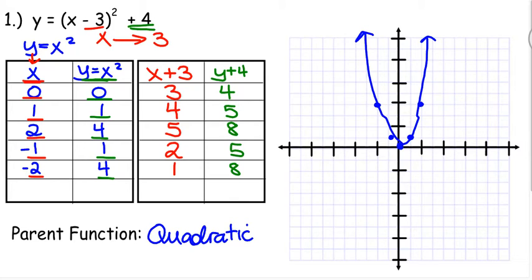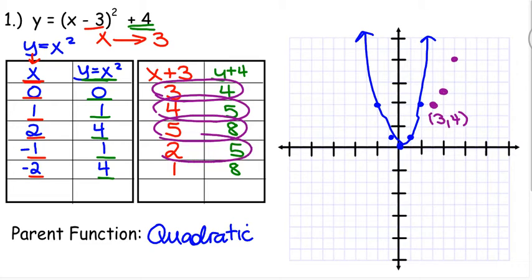Now we should go ahead and see our new function when we graph these ordered pairs with the transformation of right 3 and up 4. So that 3, 4 is our first point. So we're going to go right 3 and up 4. This is what we call our critical point, or our vertex. Then we'll graph 4, 5. So go over 4 and up 5. Then we'll graph 5, 8. So over 5, up 8.